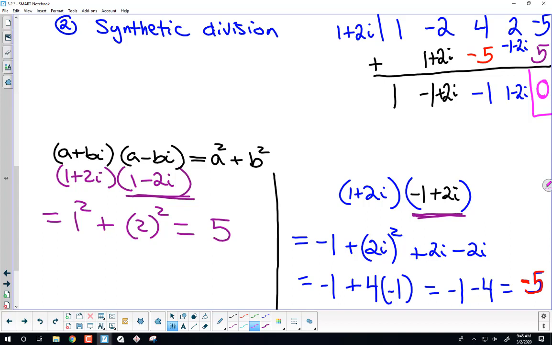Is it a little better? It's still pretty crummy. It's a lot better.